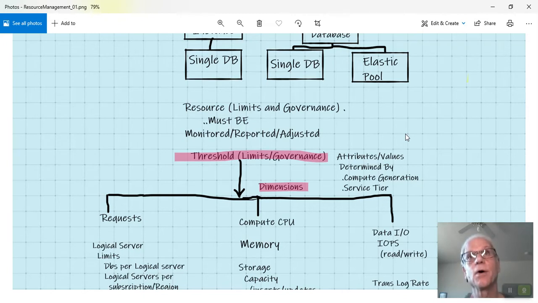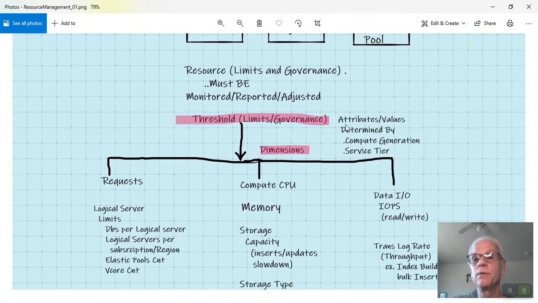When those limits are near reaching capacity or reaching their limits, governance kicks in. Things happen. Things start to slow down. Things don't process the way you want them to process. So when you build your systems, you have to understand the limits of what you're selecting. Is it appropriate to your workload? So real quickly, a resource has to do with limits and has to do with governance, the controlling of those limits. And they must be monitored. They must be reported on. So you have to get back information, metrics, and so forth, and then make adjustments.